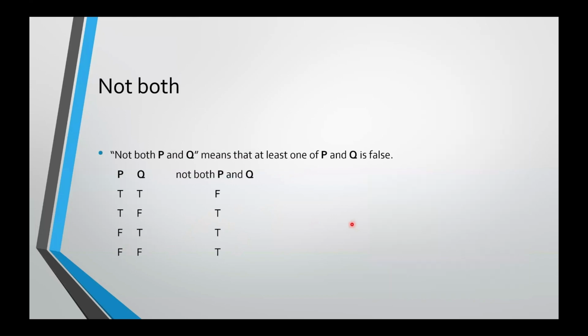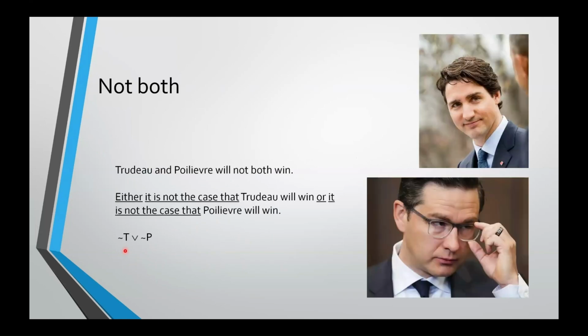The second way to do it is to look at the truth tables over here. You notice that this is true whenever one of them is false. So we could say either P is false, that's one of the things that will make it true, or Q is false, that's one of the things that will make it true, or both. So we're going to use an inclusive or for this. That gives us this symbolization: either it's not the case that Trudeau will win, or it's not the case that Poilievre will win. So not T or not P.